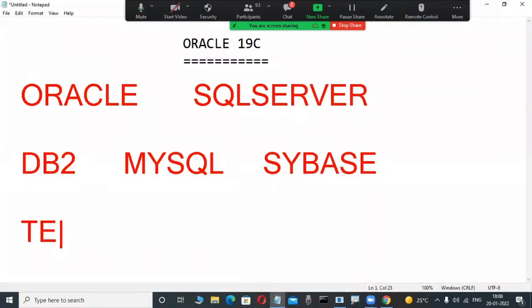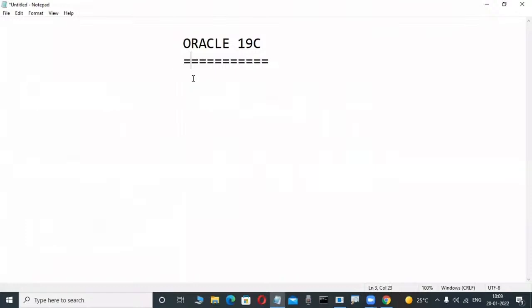Again, Teradata. Maybe so many fellows have an idea, data warehousing application programmers. Teradata is a database product from NCR Corporation. SQLite is a database product. Like this, so many database products are there from different companies. Okay? That's why Oracle is always one of the popular database products. Okay, fine.